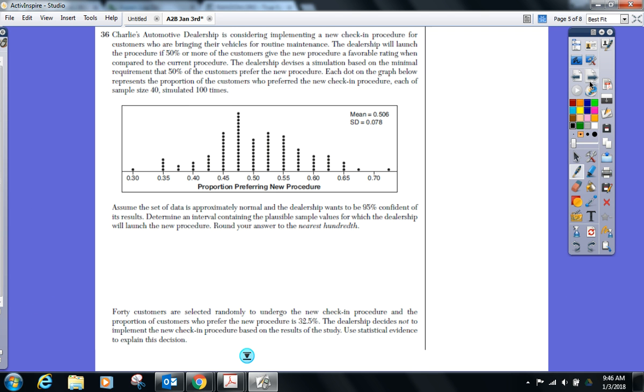Oh, here we go. A little dot plot. 36. Yes, a little stats revisited. This was on the stats test, which I have yet to give back because I'm waiting for the day to review stats all at once. But this was on your test, and we did not do so well on this question in particular. Go ahead and read through Charlie's automotive dealership real quick.